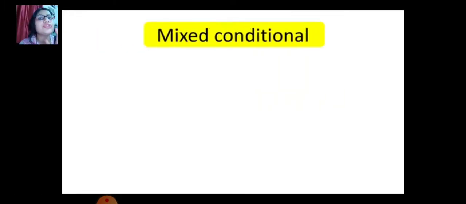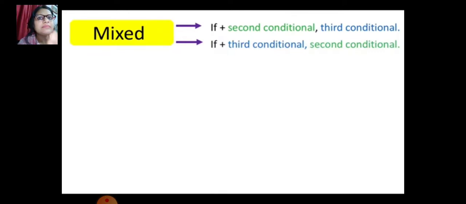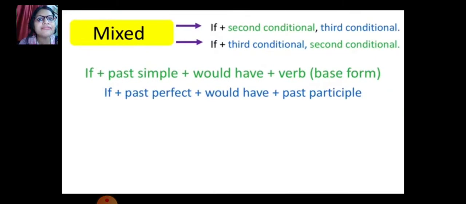So let's move forward to your last, the mixed conditional. When you talk about mixed conditional, students, understand with the name that something mixed would be there. Now what is mixed? Sometimes if comes with the second conditional and is followed by the third conditional, and sometimes if is followed by the third conditional at first and followed by the second conditional. It will be clear to you with the help of examples. When you talk about the first one, the structure should be if plus past simple plus would have plus first form of verb. Second, if plus past perfect plus would have plus past participle.